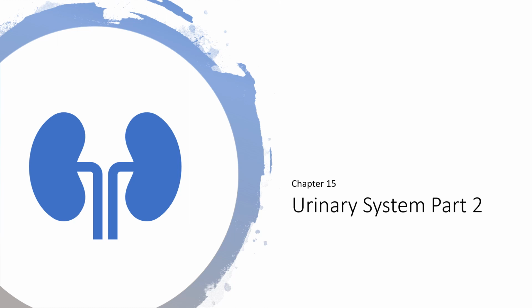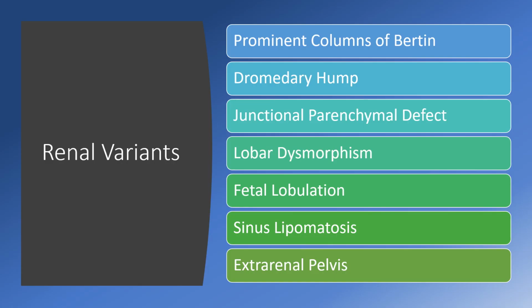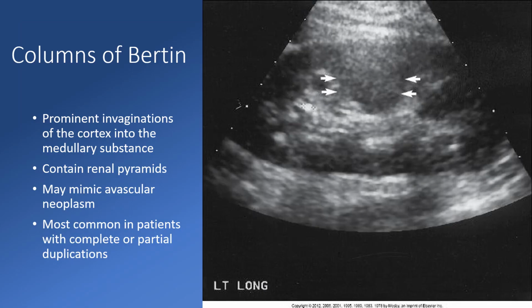This is lecture number 2 of the urinary system, chapter 15 of Hagen Ansert, and it's on renal variants and pathology. The renal variants we're going to cover today include prominent columns of Bertin, dromedary hump, junctional parenchymal defect, lobar dysmorphism, fetal lobulation, sinus lipomatosis, and extrarenal pelvis. We're going to start with prominent columns of Bertin.